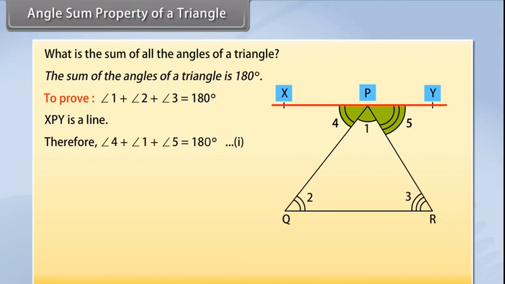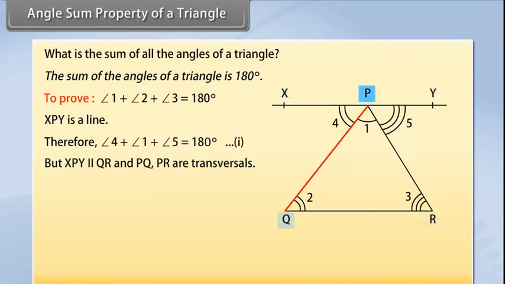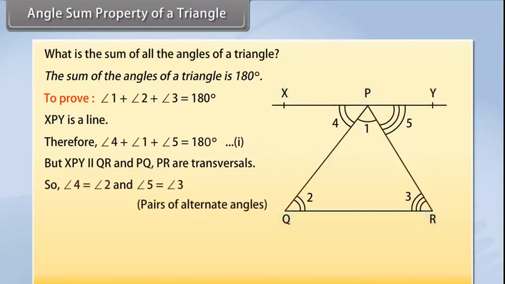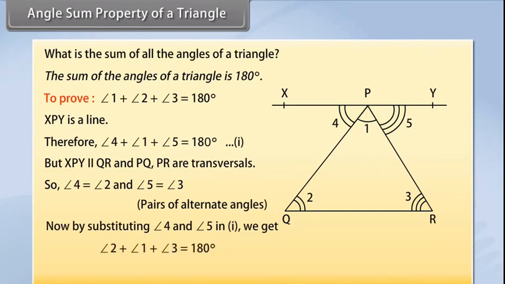Mark it as 1. But XPY is parallel to QR and PQ, PR are transversals. So angle 4 is equal to angle 2 and angle 5 is equal to angle 3 because these are pairs of alternate angles. Now by substituting angle 4 and angle 5 in 1, we get angle 2 plus angle 1 plus angle 3 is equal to 180 degree. Or we can write it as angle 1 plus angle 2 plus angle 3 is equal to 180 degree.